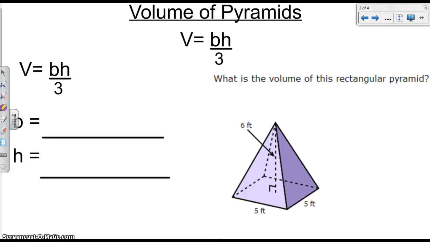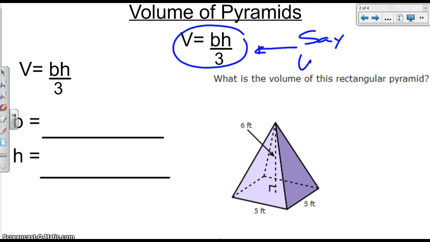Nothing. So today we're going to learn about the volume of pyramids. And once again, the formula labeled right at the top for you is V equals B times H over 3. And the B and the H are things that you have seen over and over again. They mean the same things. Yeah, true story.